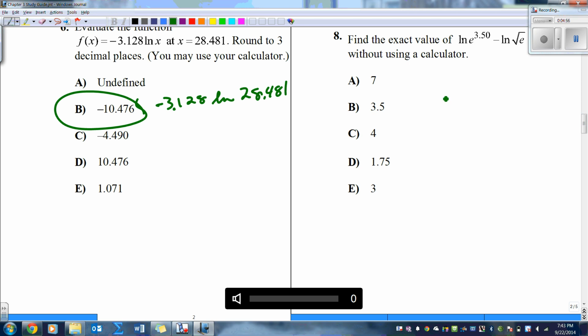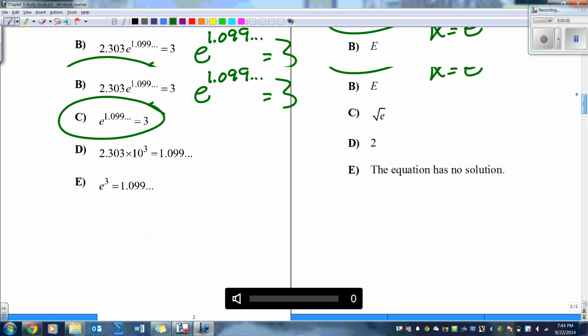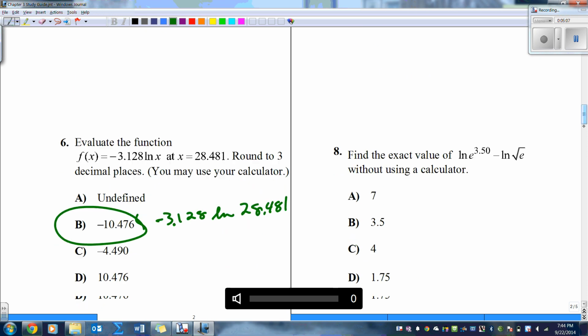Number 8, find the exact value of the natural log. Wait a minute, did I miss? I was zooming so fast. Nope, I did those. Okay, I apologize. This thing just doesn't seem to move very properly.